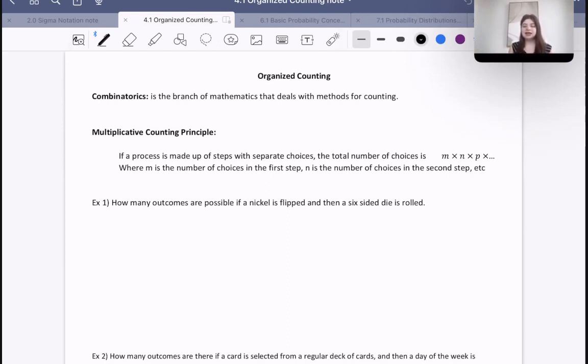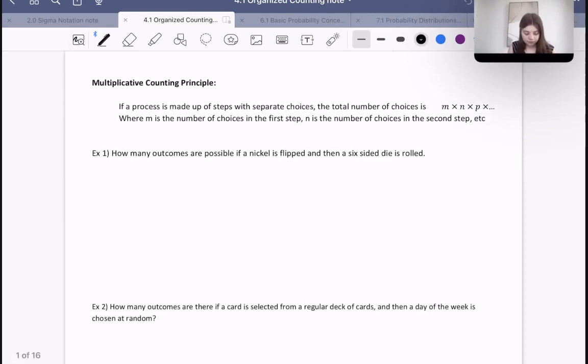Now, when we say methods for counting, we don't just mean counting 1, 2, 3, 4, 5. We don't mean counting as in the counting you probably learned when you were 5 years old, or maybe even younger. We mean counting in terms of how many different ways, how many different combinations or permutations there are in a certain case, and I'll get into that a bit more in a moment.